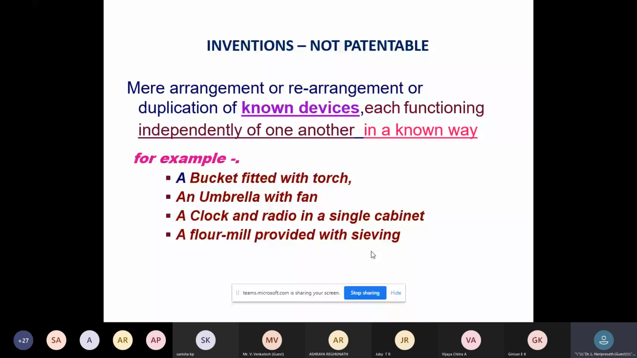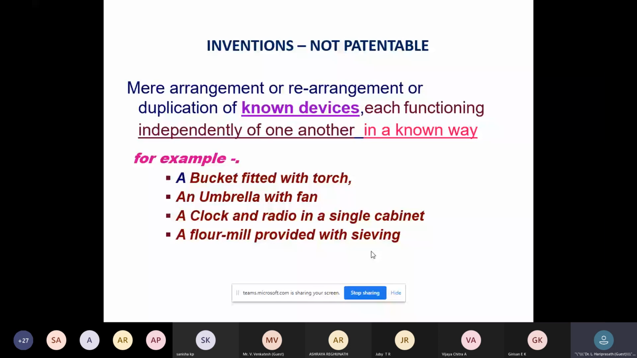A few examples are a bucket fitted with a torch, an umbrella with a fan, a clock and radio in a single cabinet, a flour mill provided with sieving. I have taken these from patents that have been rejected. These were filed earlier and rejected, stating that these are not patentable under the law, as they are just a rearrangement or duplicates of already existing devices.